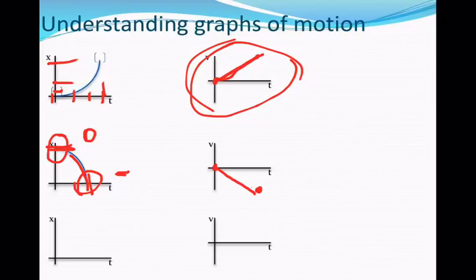Again, if you look here, it doesn't matter if the slope is negative or positive, right? This positive slope just means that I'm going forwards. This negative slope over here just means that I'm going backwards. But how steep the slope is, that tells me the speed.